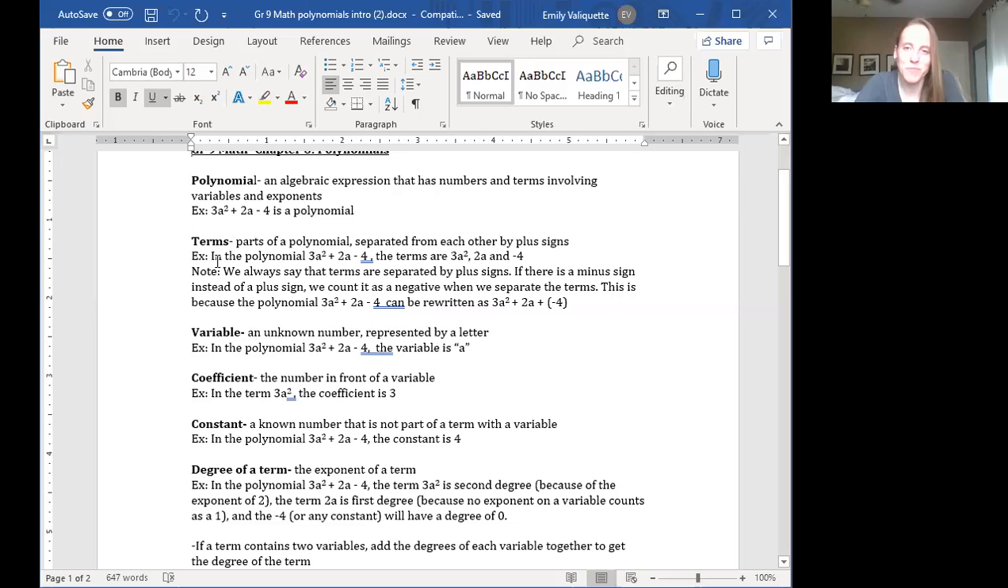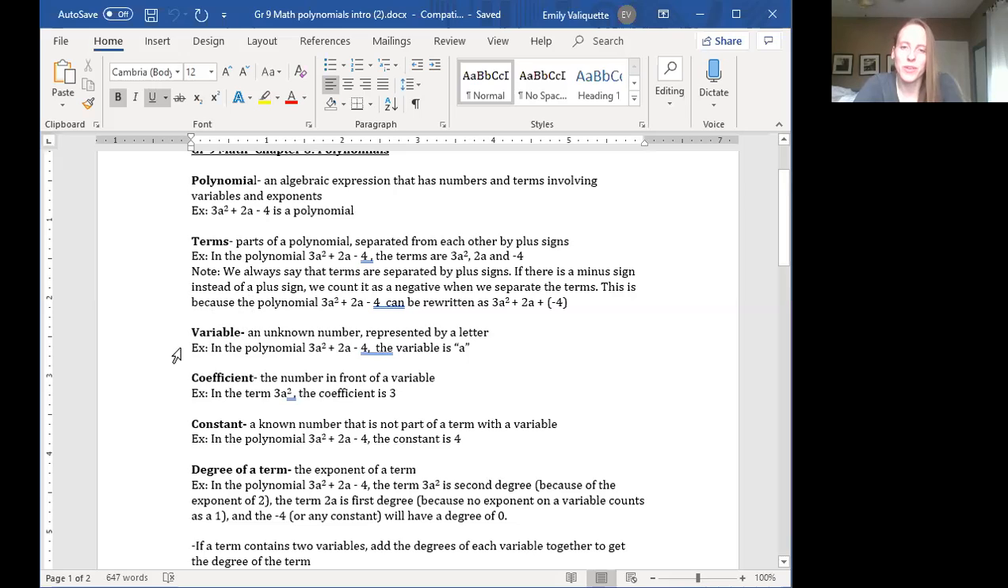When we say terms, what we mean is the different parts of a polynomial that are separated by either plus signs or minus signs. So for example, 3a squared is a term, positive 2a is a term, negative 4 is a term. It is important that you know that the symbol, either the plus or minus sign that is separating the terms, actually goes with the term behind it. So this isn't just a 4 with a minus sign in front of it, the term is a negative 4.